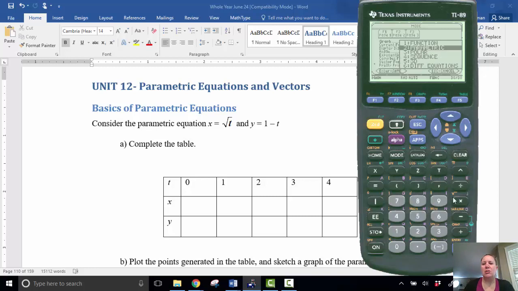So we're going to go ahead and make sure that we put ours in parametric if you're going to use this calculator. I'll also show you how to do it on Desmos as well. Don't forget on the 89 to hit enter twice to make sure that it's in the right mode.